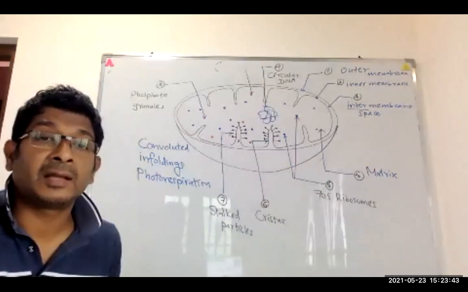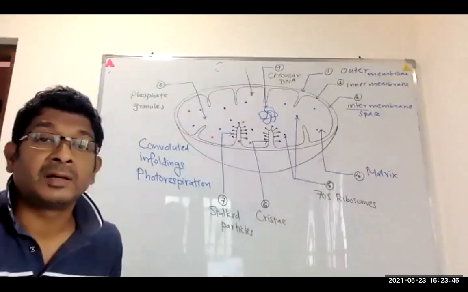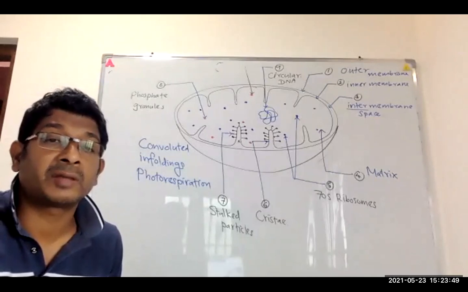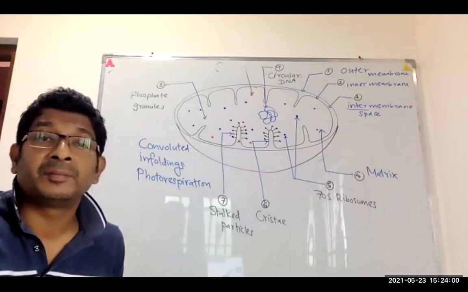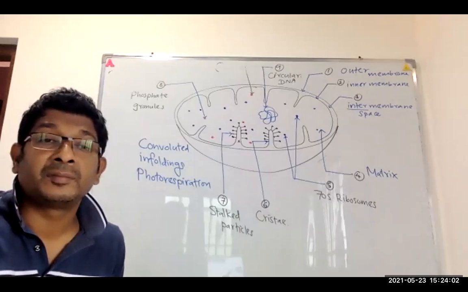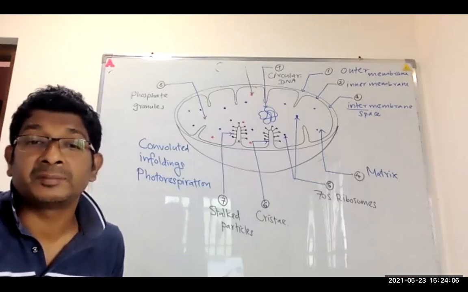Then this is about the mitochondria. At last you have to cut and paste this one. This is an electron micrograph of mitochondria. Here you can label it.